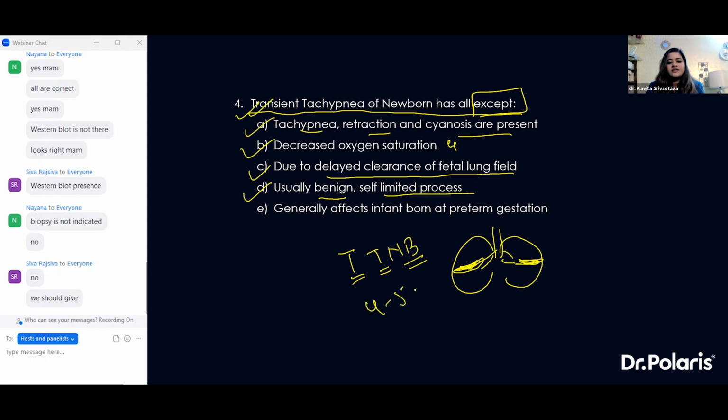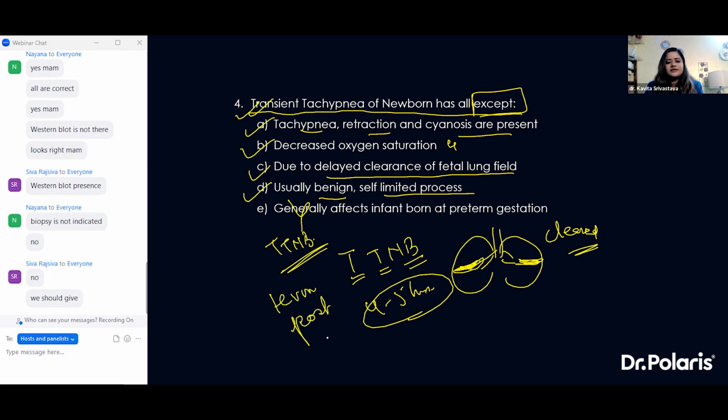By around 4 to 5 hours post-delivery, the TTNB episode is going to resolve. The fluid inside the lungs will get cleared out, and after that, the baby is going to have a normal respiratory rate and will always have resolution of features like tachypnea, retractions, and cyanosis. Generally affects infants born at preterm gestation. That is absolutely wrong. TTNB is a feature which is classically seen in term babies or post-term babies. It is not seen in a preterm baby.